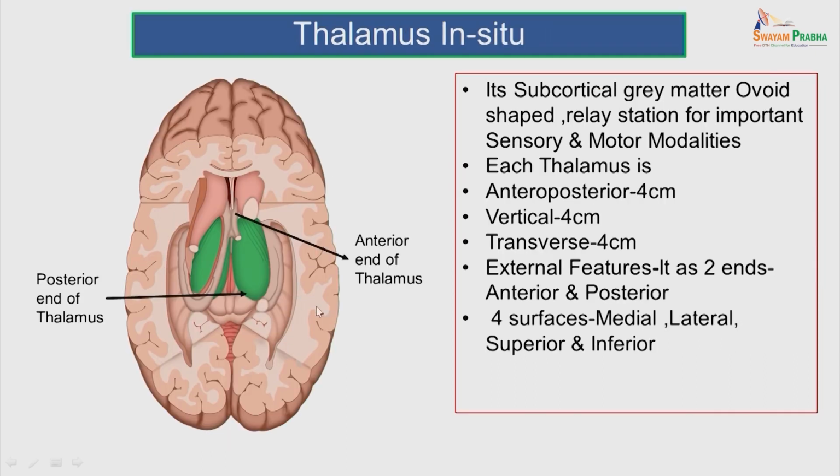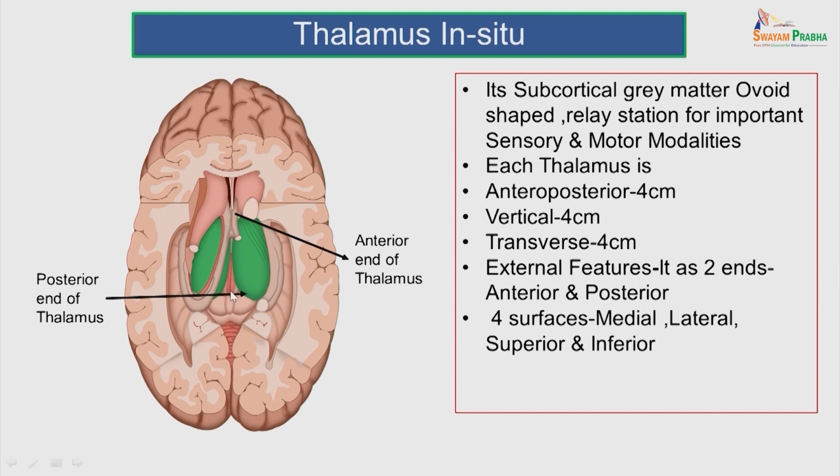The thalamus is a subcortical grey matter, ovoid in shape, and it is a relay station for all the sensory and motor modalities. It measures 4 centimeters anteroposteriorly, 4 centimeters vertically, and 4 centimeters transversely. As external features, it has two ends, anterior end and posterior end, and it has 4 surfaces: a medial surface, a lateral surface, a superior surface and an inferior surface.